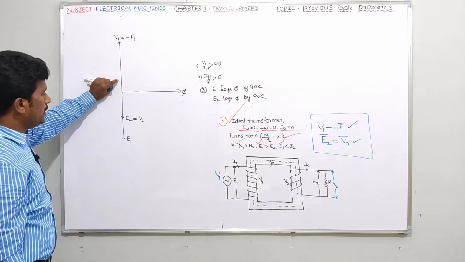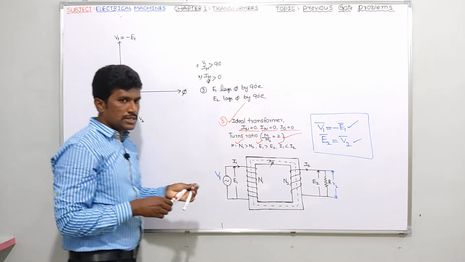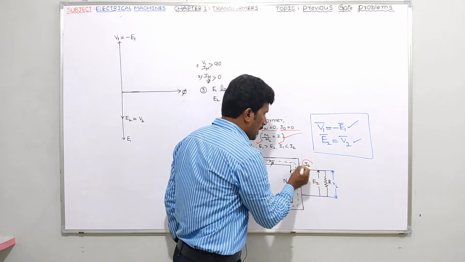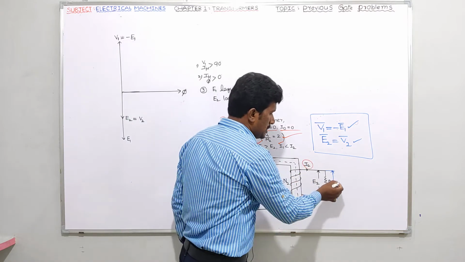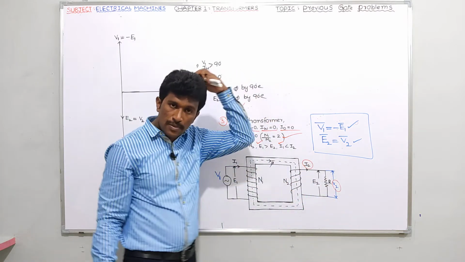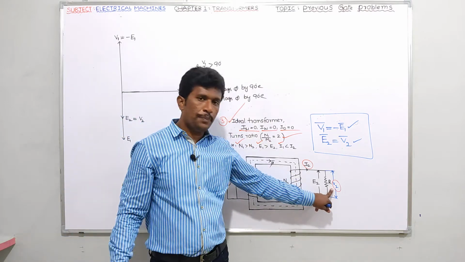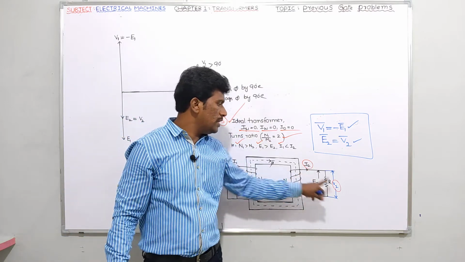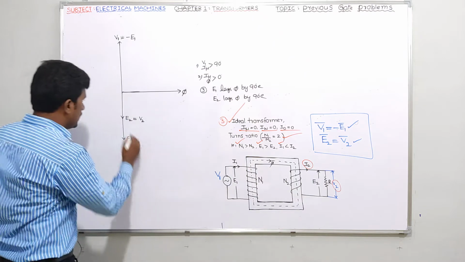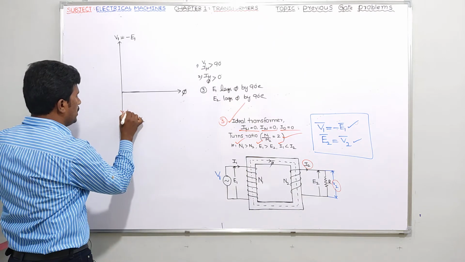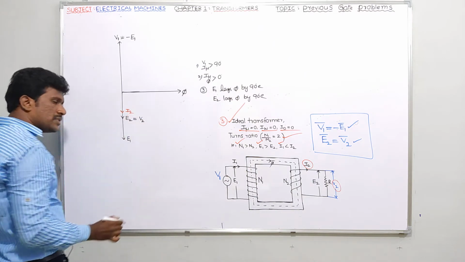So simply, now let me focus on the load. Your load current I2 is in phase with V2. Yes or no? What's the reason? It's a pure resistor load, no? For a pure resistor load, current will be in phase with load voltage. So simply, I can say I2 will be in phase with the V2.